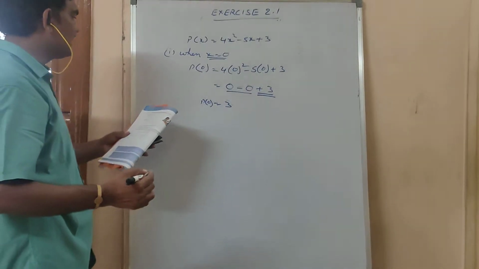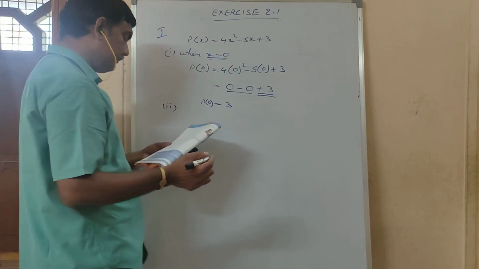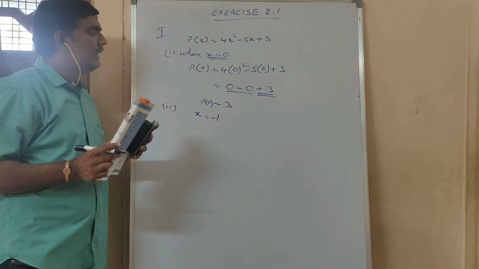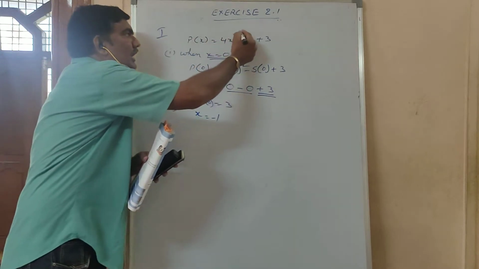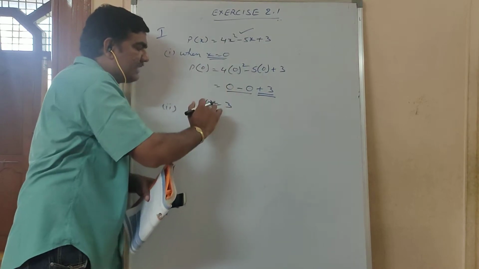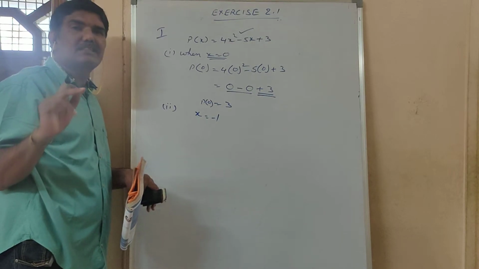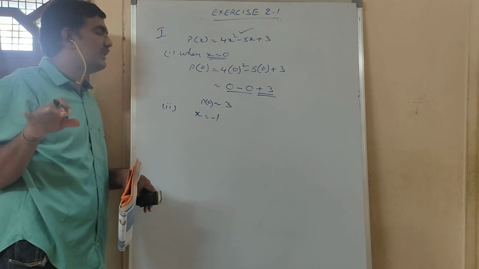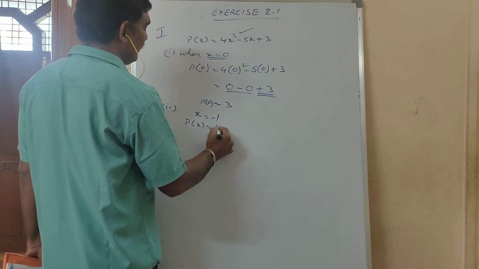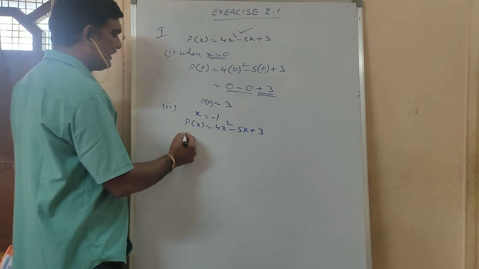Now the second problem. What is given here? When x is equal to minus 1. The polynomial is the same, but you have to find the value of this polynomial when x is equal to minus 1. What you have to do? Wherever x is there, it should be replaced with minus 1. So first, write the given polynomial p of x is equal to 4x square minus 5x plus 3. Where you are seeing x, there you have to keep minus 1.